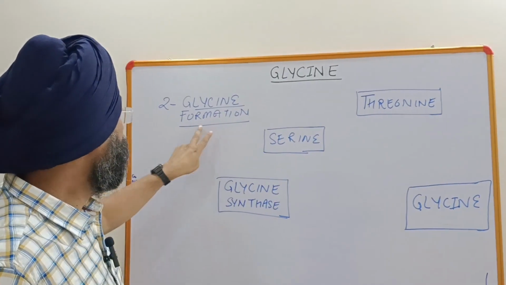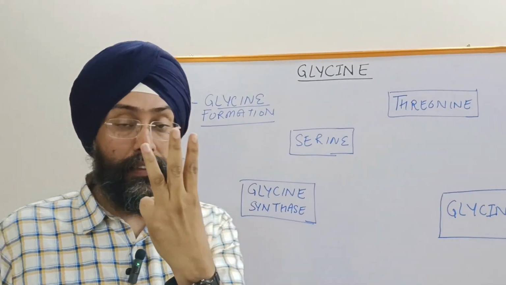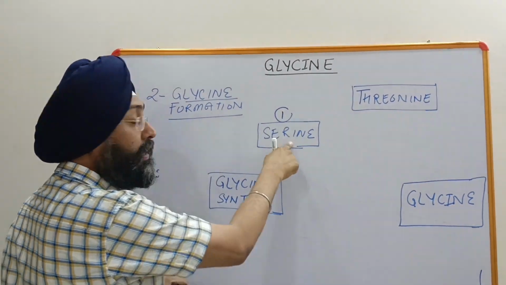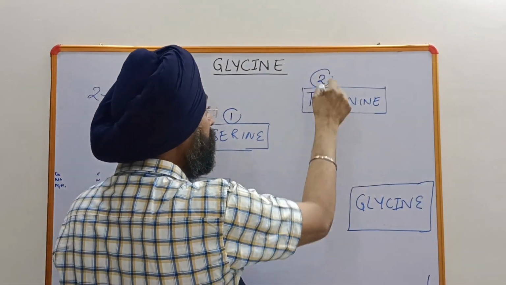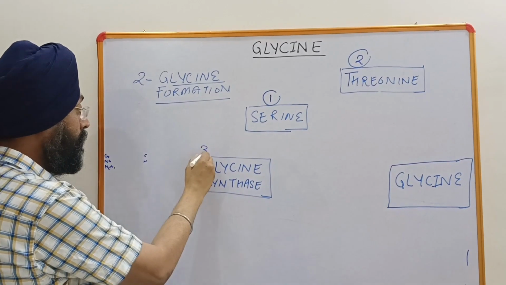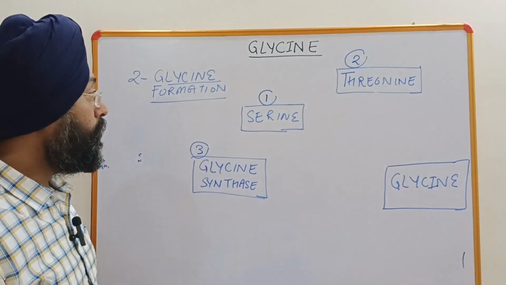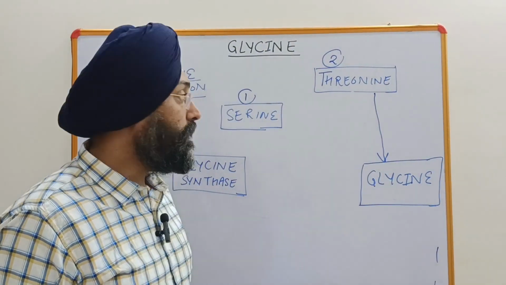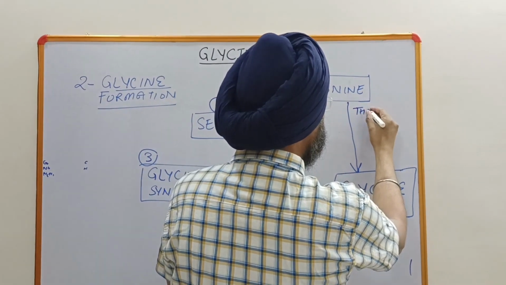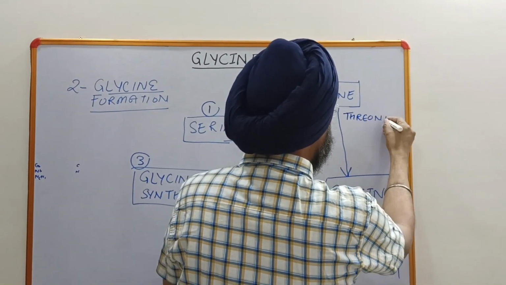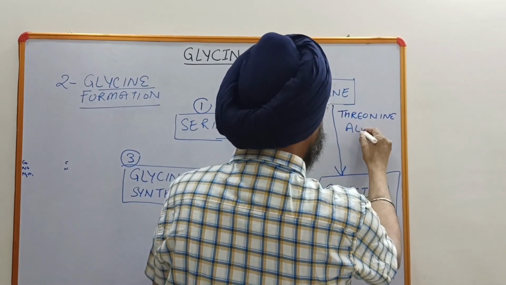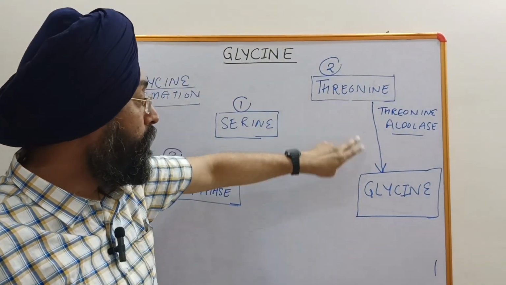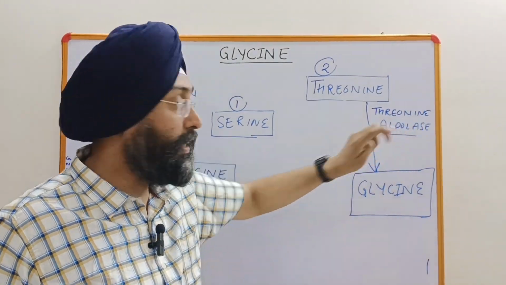Now we'll start with glycine formation. There are three things that can lead to the synthesis of glycine. The first is serine, second is threonine, and the third is glycine synthetase. First of all, threonine can lead to the synthesis of glycine by the enzyme threonine aldolase. So from threonine we can form glycine by threonine aldolase.